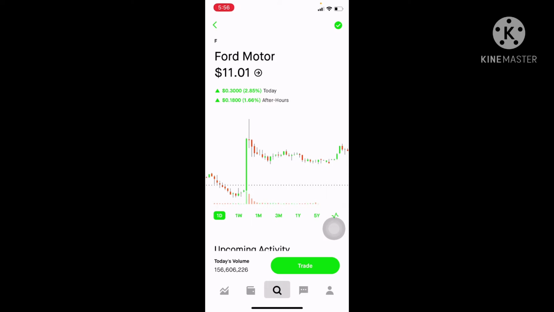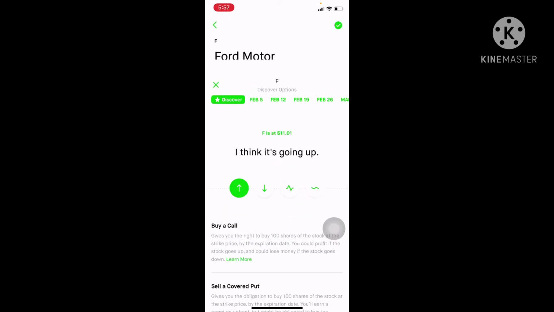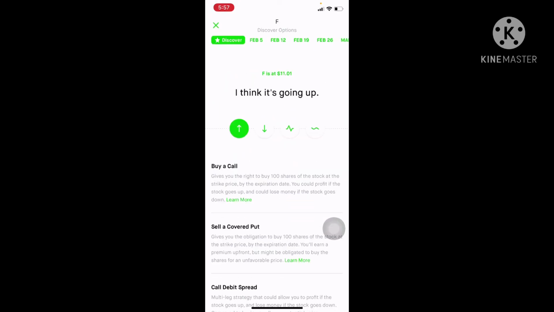Okay. Now, when you're looking to trade an option contract, what you would want to do is push the trade button. Once you hit trade, you're going to have two options, or if you already own it, you'll have multiple options to choose from. You can either buy or trade options. If you want to buy the individual stock, then you will push buy. If you want to trade options in that stock, you're going to push trade options, which I am going to do now. So now we're here on the trade options.